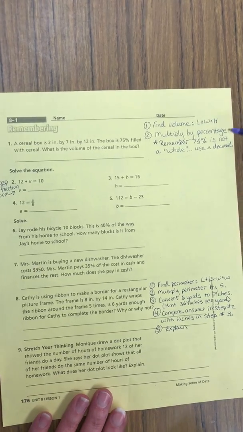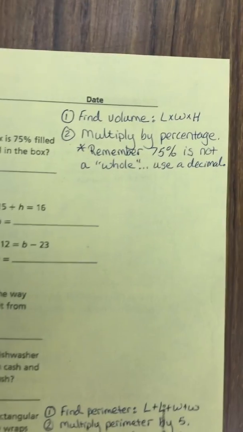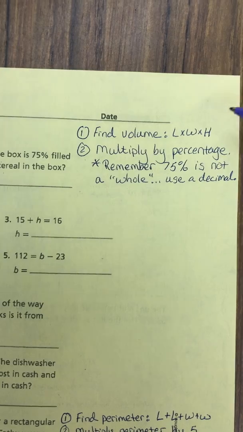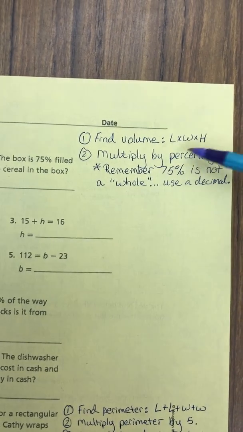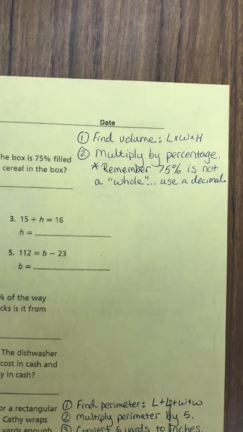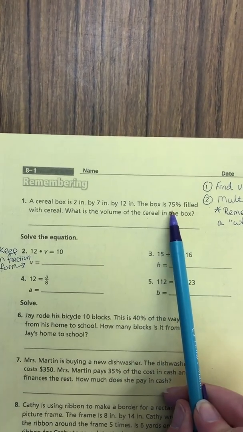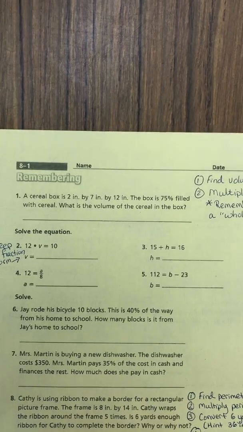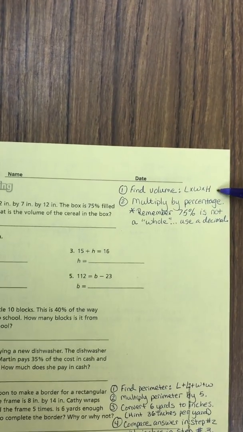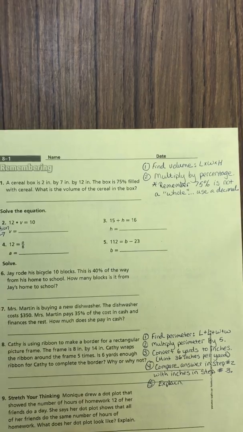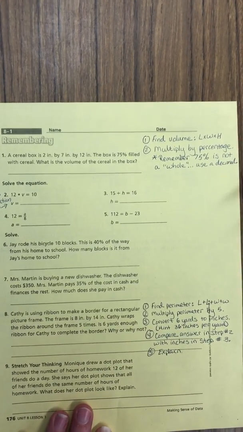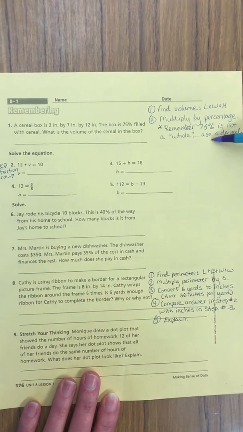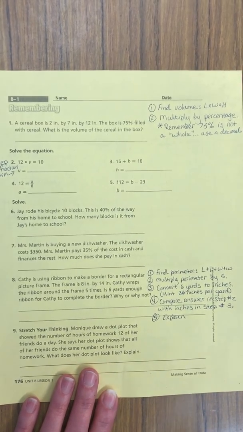All right, moving on to the remembering side. Remember, this is all review, so I just gave you a few hints. Mr. Wilson, can they see that clearly? Okay, for number 1, step 1, you're going to find the volume. Step 2, you're going to multiply it by the percentage because it's not 100% filled, it's only 75% filled. So your answer needs to be less than number 1. Remember, 75% is not a whole. It's just a part of a whole. You're probably better off using a decimal when you multiply.